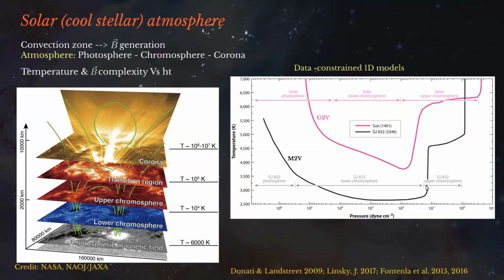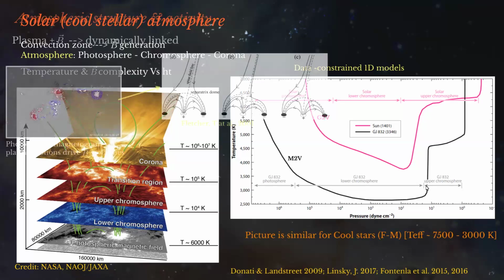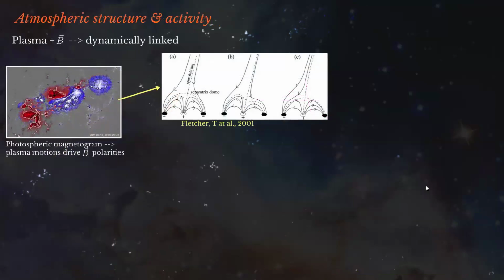The other example is from an M2V star, a much cooler star than the sun. There also you see an initial dip starting from the photosphere, but then a sudden rise, as a result of this magnetic activity. So it's interesting that we have a similar picture across the cool stars in how the activity presents itself in the atmosphere. What drives all these activities is basically the convective motions down in the convection zone of these stars.